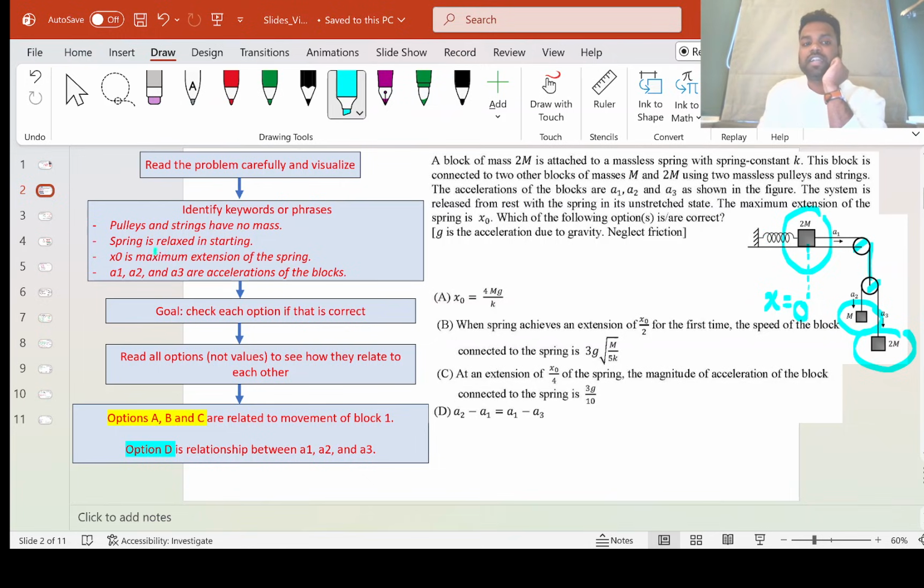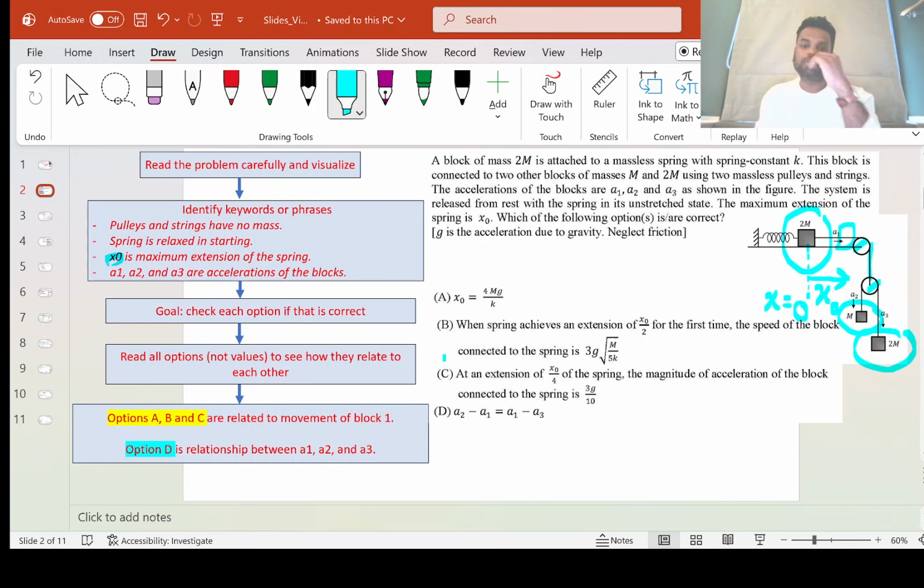So it says that x naught is the maximum extension of the spring. So let's say 2M goes all the way here. So this is x naught, maximum stretch, and after that 2M will come back. And it says A1, A2 and A3 are accelerations of blocks 2M, M and 2M. Now we have to check each option if that is correct.